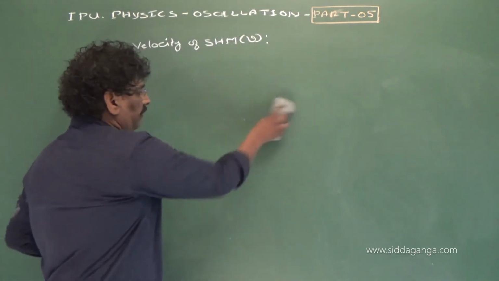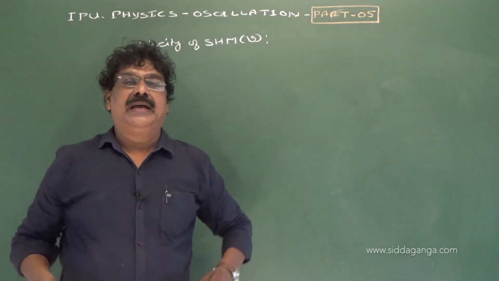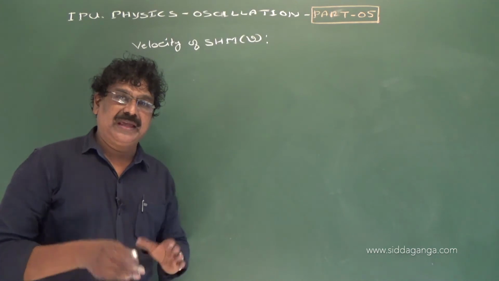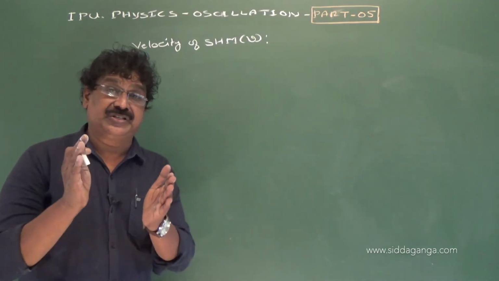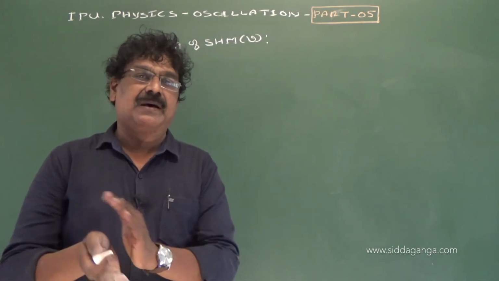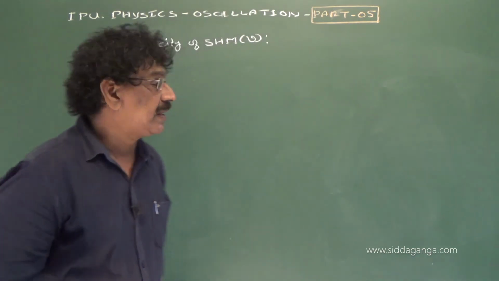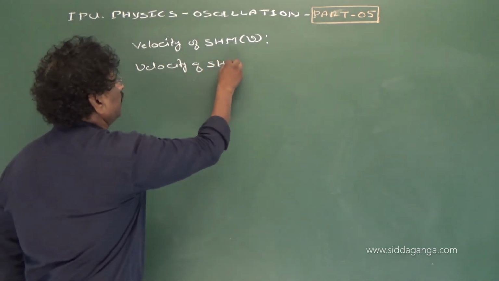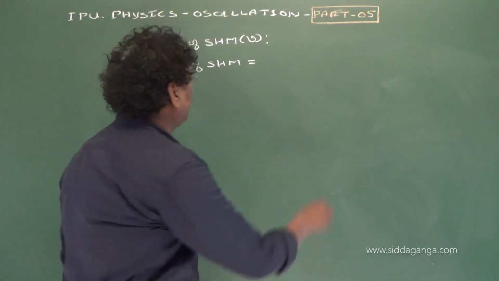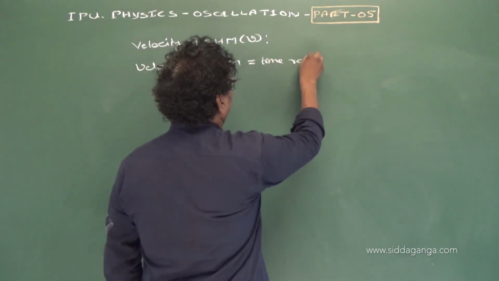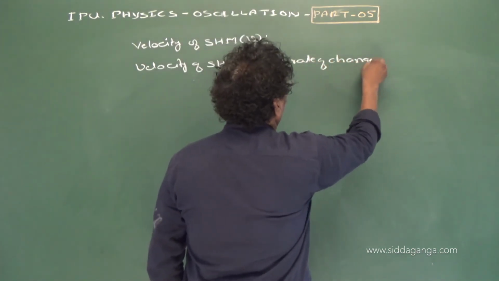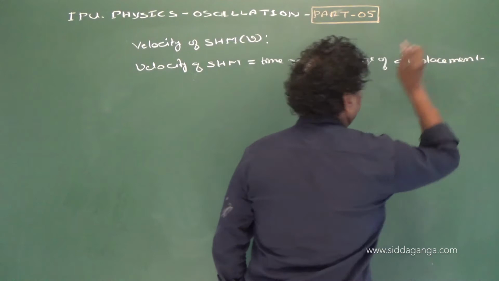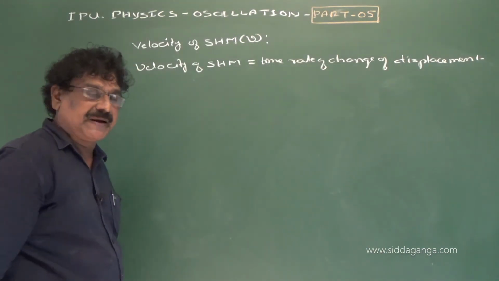Now, the velocity of a particle executing simple harmonic motion at any instant of time is the time rate of change of displacement of the particle at that instant of time. That means velocity of simple harmonic motion is equal to the time rate of change of displacement.